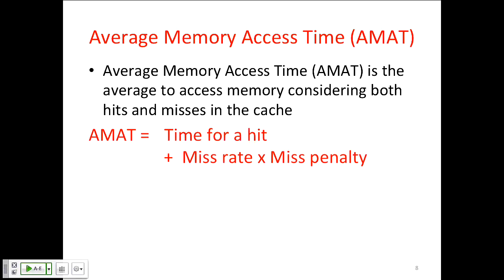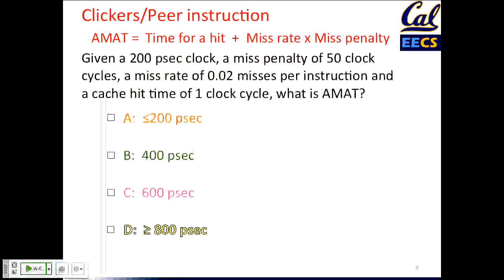So, simple model. Time for a hit: look in the cache first, see if I get a hit or a miss. Then, only after that, send the miss out to memory. So it's time for a hit, plus the miss rate times the miss penalty. Clicker time. So this is a pretty simple question, just to confirm you've got AMAT down.